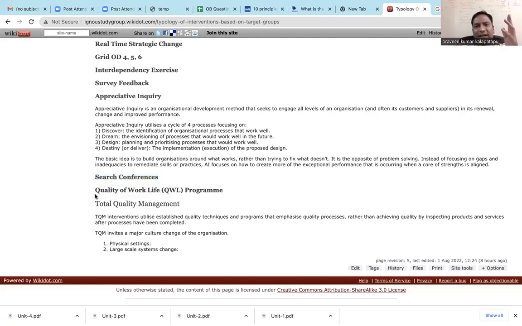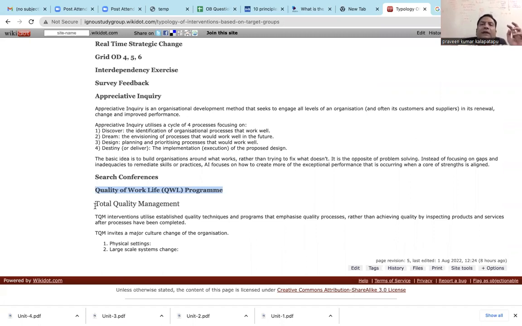Okay, so now the last intervention, which is quality of work life. This particular name itself is very, very self-evident. All the interventions which are trying to improve the quality of work life for an employee fall into this. It could be the number of leaves, or health aspects, or work safety. So various things, all those aspects would come into this quality of work life program.